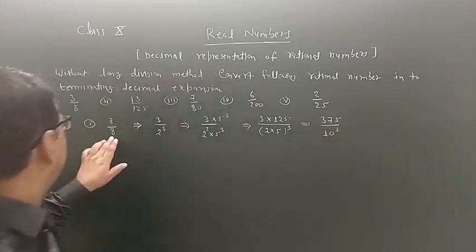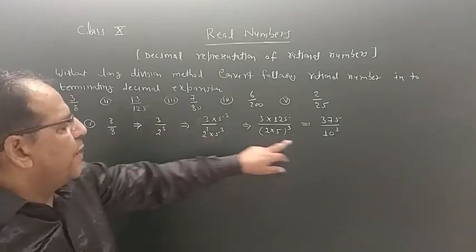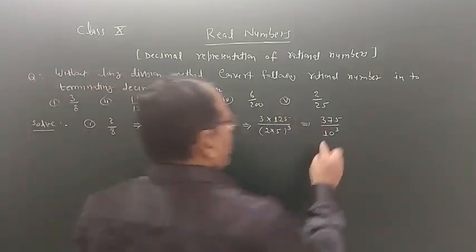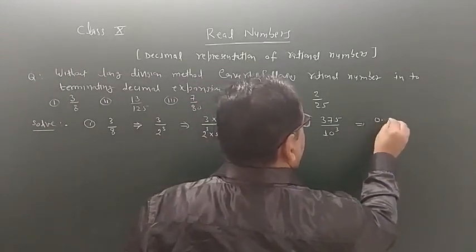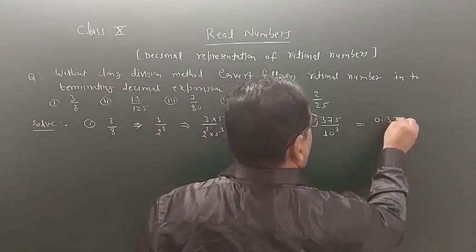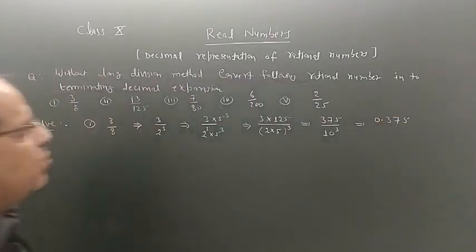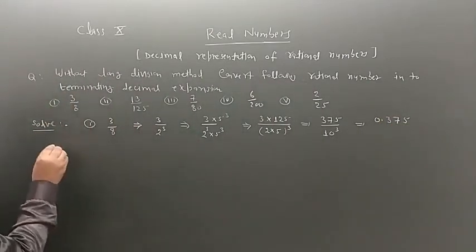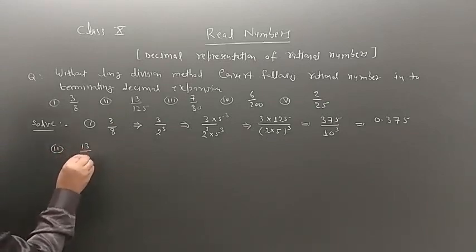So our first objective is to convert the denominator into a power of 10. Now 10 to the power 3 shows that this can be written as 0.375. So this is the decimal expansion of 3 upon 8. The second part of the question is 13 upon 125.